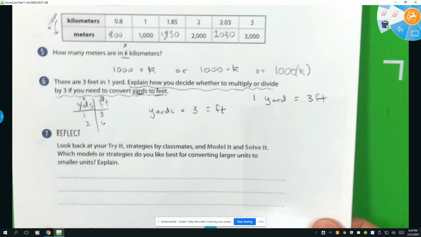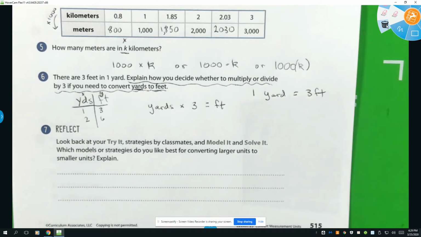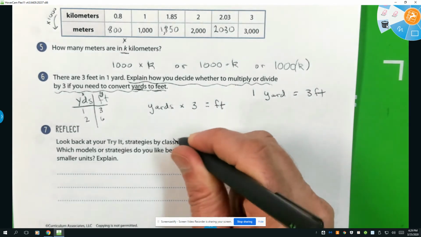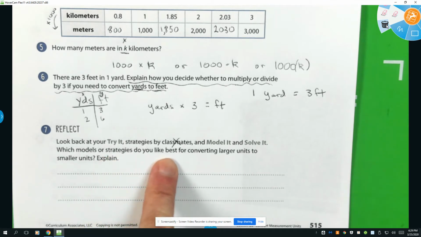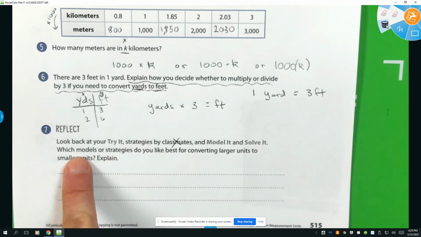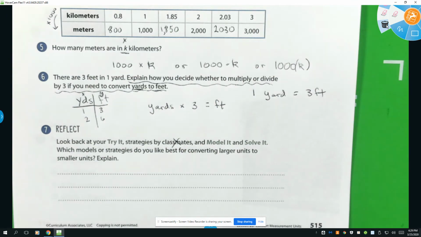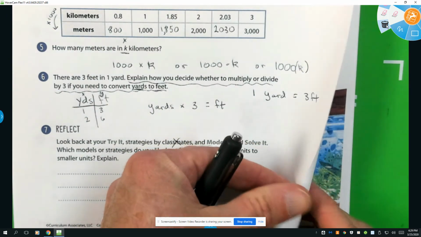All right, I'm going to give you just a moment. Do the reflect really quick. Look back at your try it strategies by classmates. Well, you don't have classmates here, so this is just you. Model it and solve it. Which models or strategies do you like best for converting larger units to smaller units? Explain. Give you just a second. I'm going to turn the page. And there goes the light, so this is a perfect time. Hit your pause. I'm going to move forward. On to the next question. Okay.